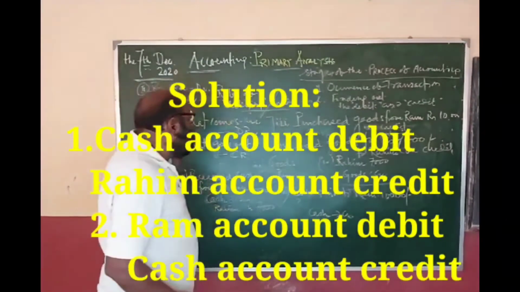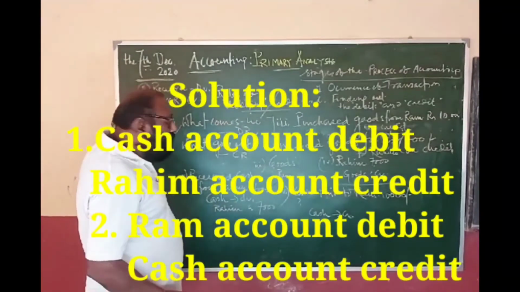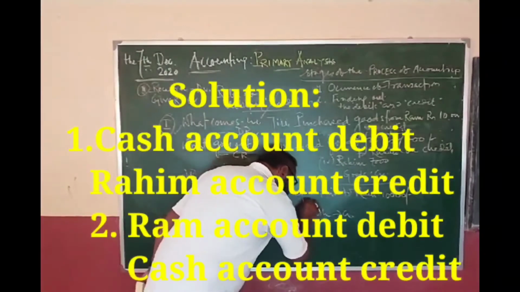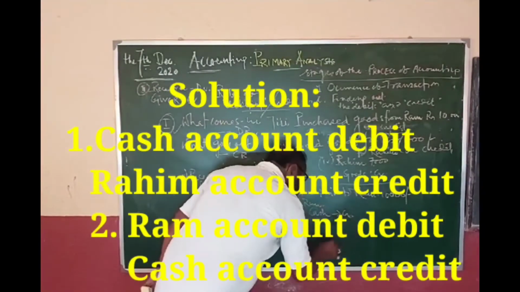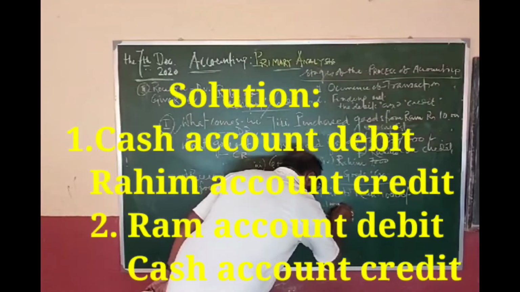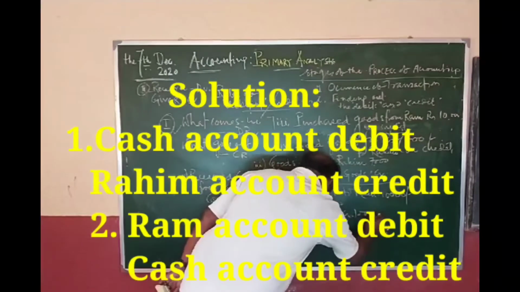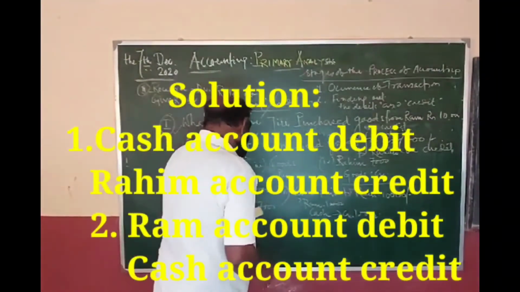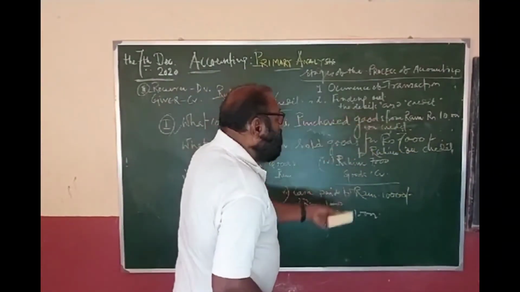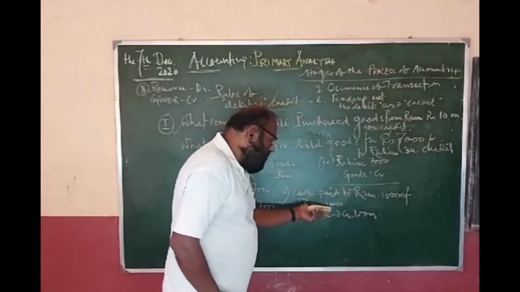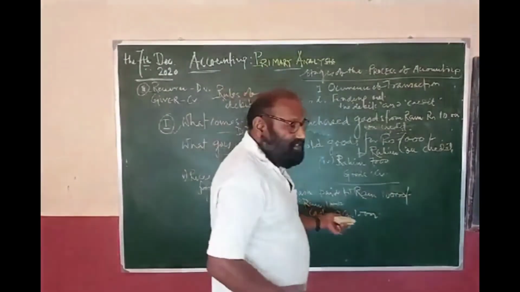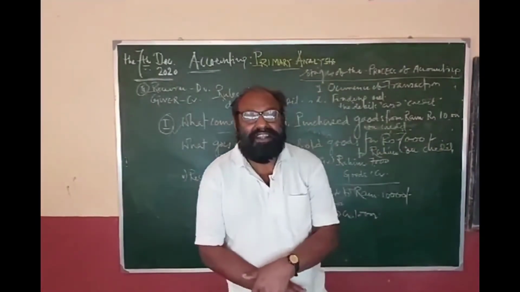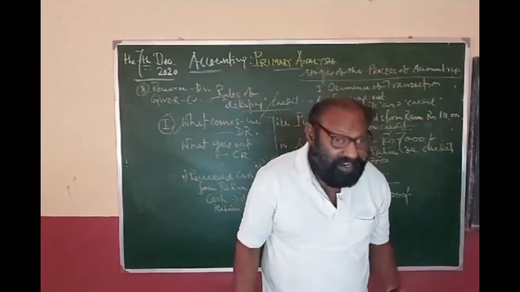Now what is debit? Consider rule 1, rule 2. Who is the receiver? Ram is the receiver. Now see what happened. Once you purchased goods from Ram, Ram was credited. Now Ram is debited. So his account is neutralized. Clear? These are the very important rules of debiting and crediting.